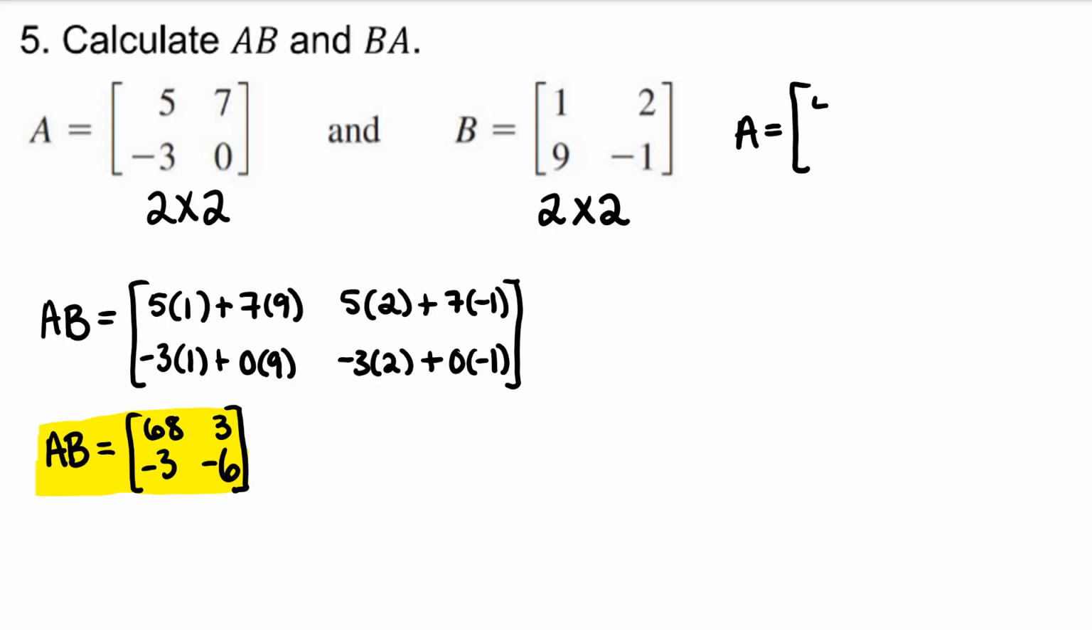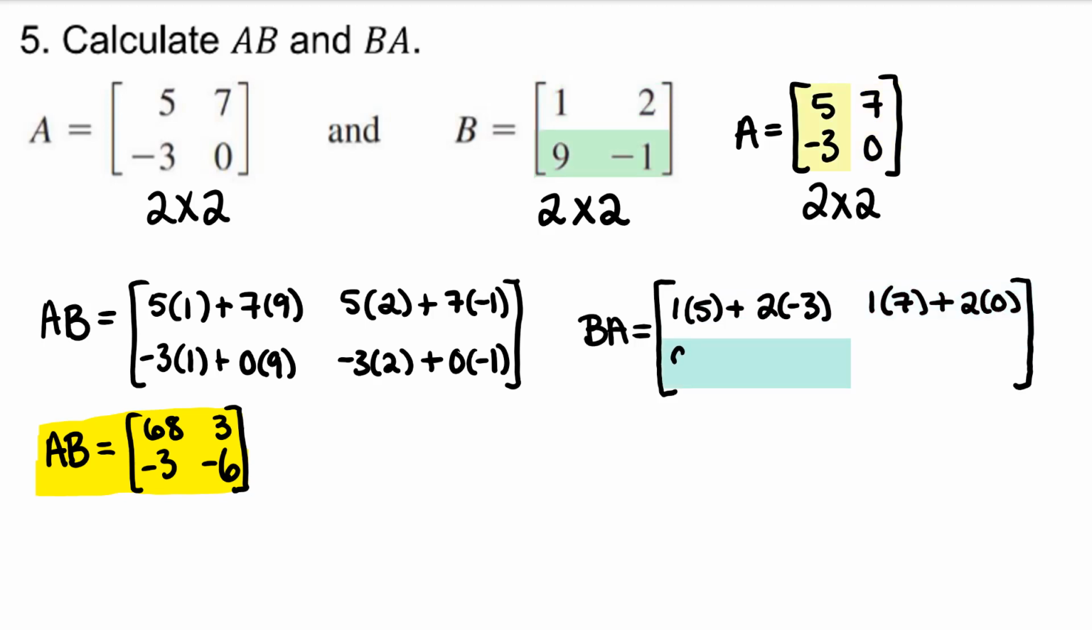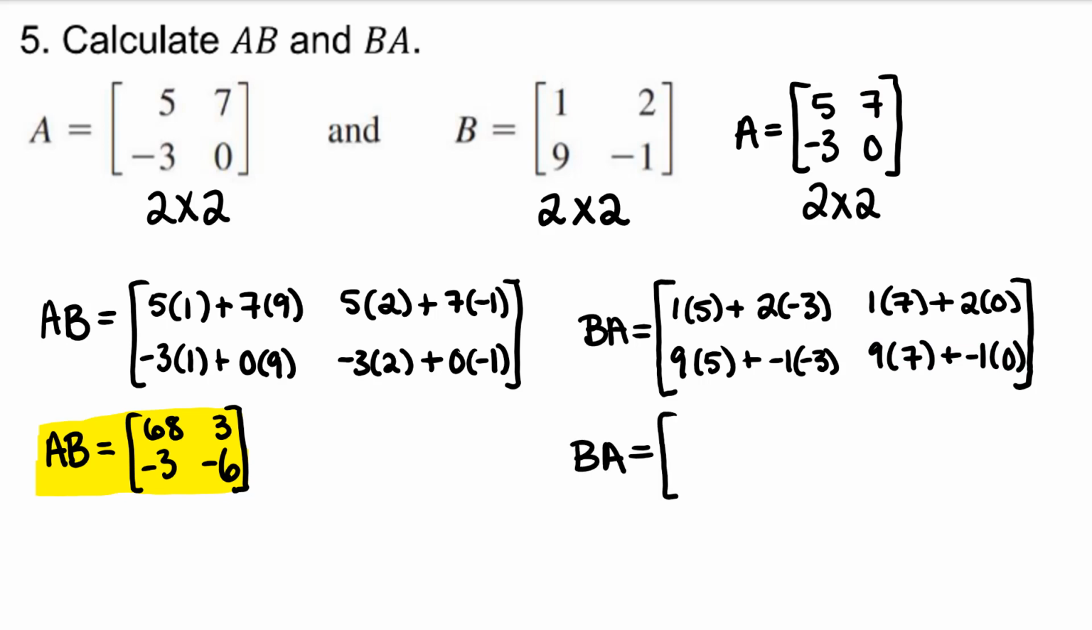B times A is also a possible product because the columns of B are equal to the rows in A. Therefore, the resulting matrix will be 2 by 2. Find those inner products and then press play to check. So B times A is -1, 7, 48, 63. This is why matrix multiplication is not commutative.